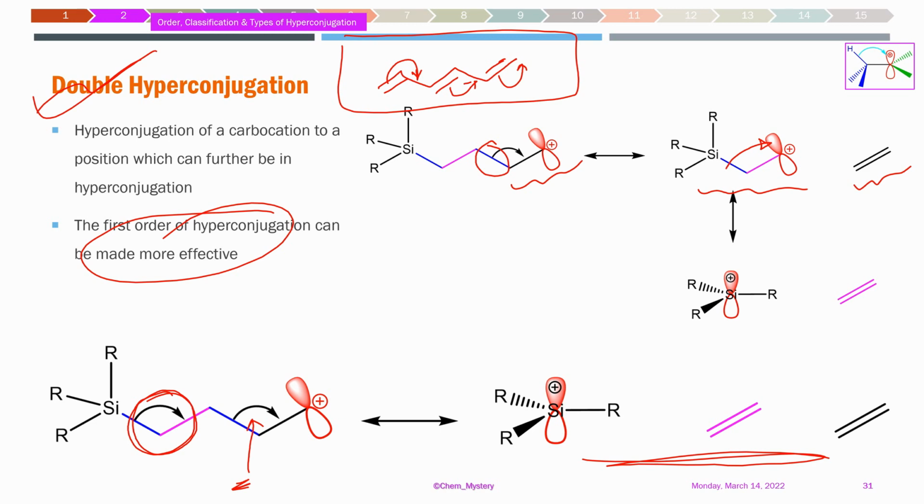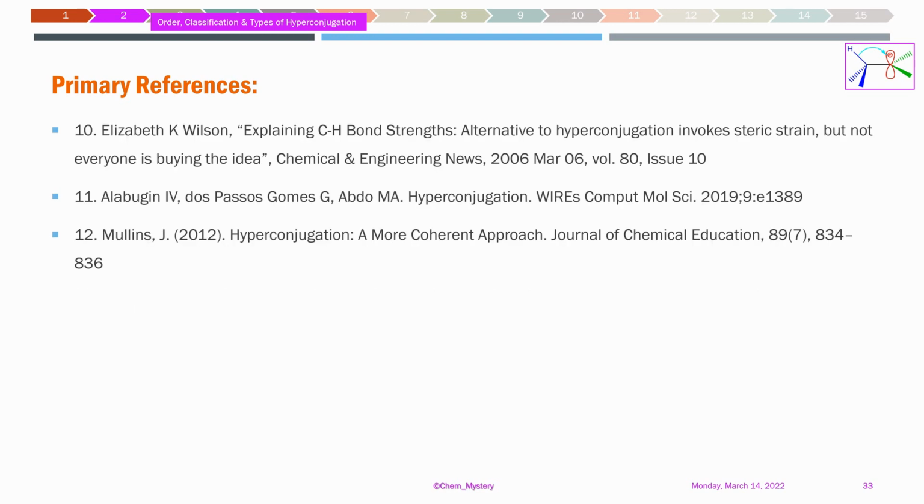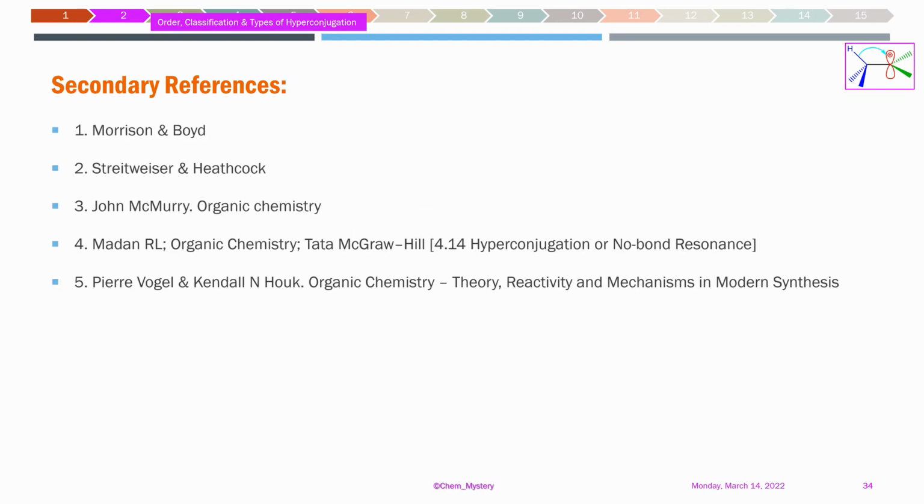We'll see in the next session some more facts and the results from the Baker-Nathan effect, and then in lecture number 4 we'll go to the mechanism of hyperconjugation, how it takes place, and we'll be giving emphasis on the molecular orbital theory after that.